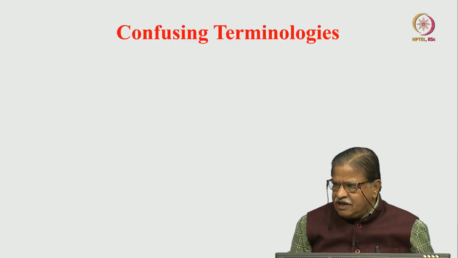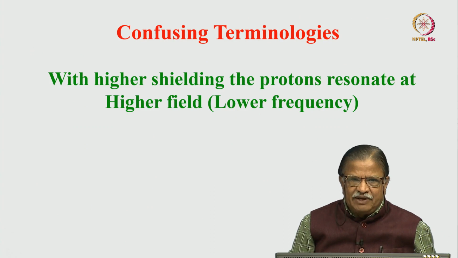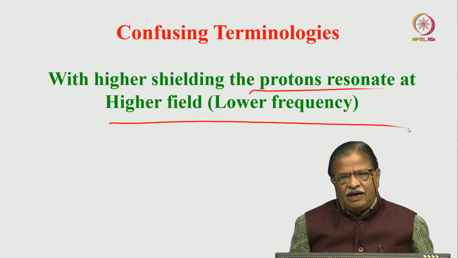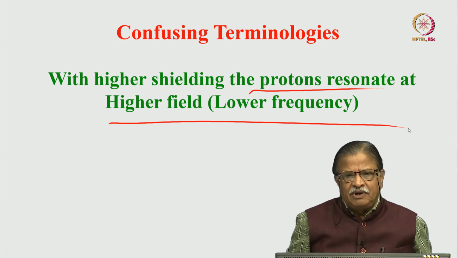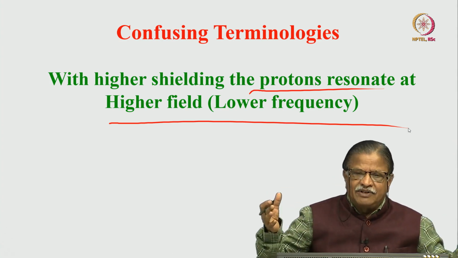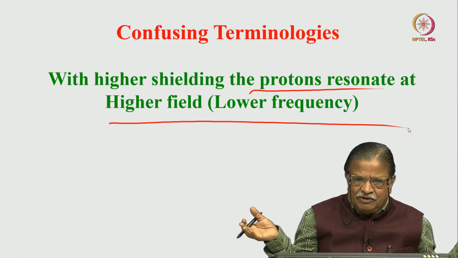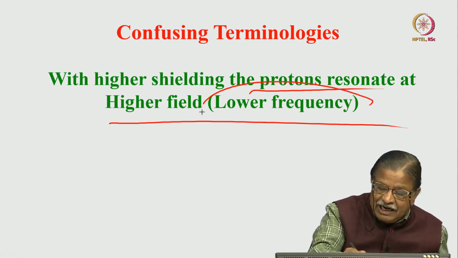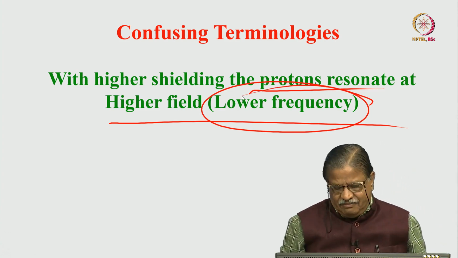Okay. So, there are always confusing terminologies which are commonly used. People say with higher shielding the protons resonate at higher field. How is it possible? Higher field means you should have higher frequency, because we know nu is equal to gamma B naught over 2 pi, and if the field is higher, frequency should be higher. But on the other hand, I said it is lower frequency.